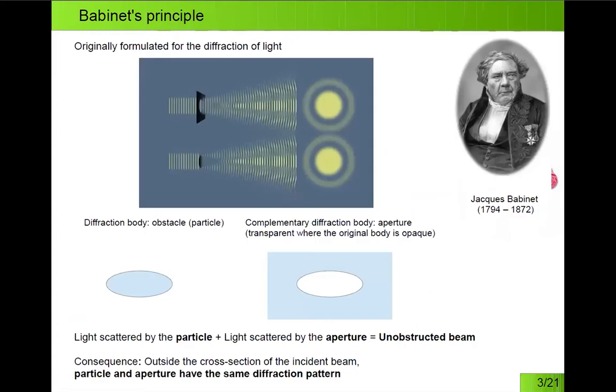Well, another ingredient of our study is the Babinet principle. You probably know it from the theory of diffraction, and it relates the response of, let's say, a diffraction body in the form of an obstacle or particle, and the complementary diffraction body of the same size and shape, but now it's an aperture in an otherwise opaque film. So we have complementary screens, and they produce complementary responses.